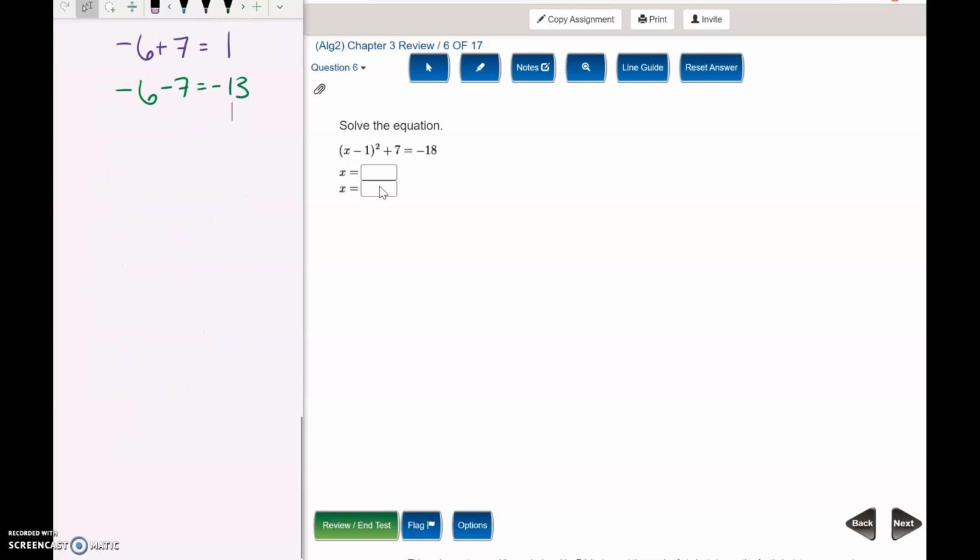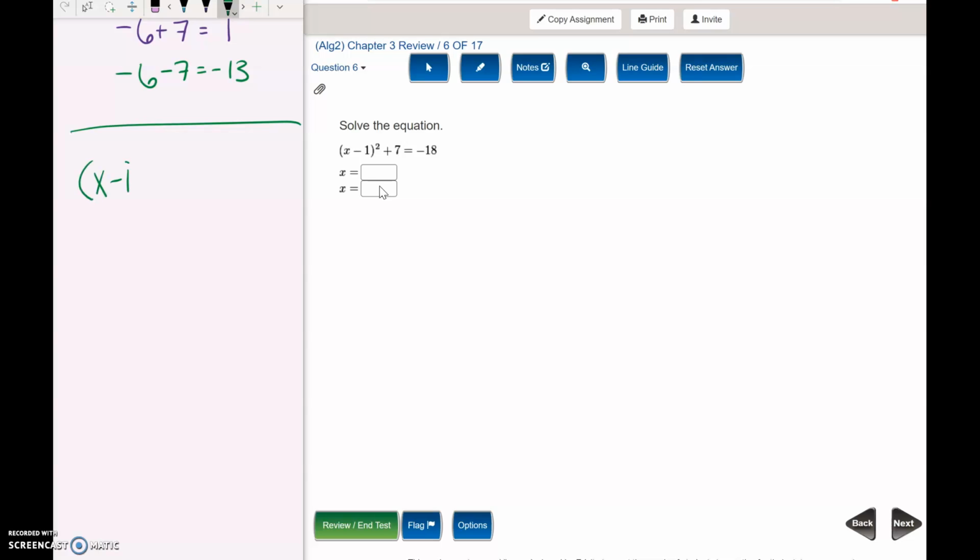Here's another one where we need to solve using square root. So same exact type of problem. Start by getting the parentheses by themselves. We need to subtract 7 on both sides. Negative 18 minus 7 is negative 25. Square root both sides. Don't forget your plus minus. The plus minus is what ends up giving us the two separate answers.